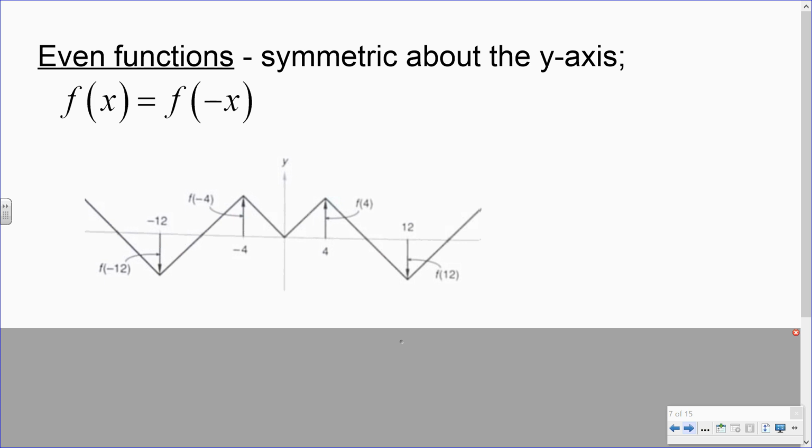So that's what this rule is saying. Opposite x's, that's the x and the minus x. But when I take f of those, then I'm talking about the y. And those are both positive or both negative. They aren't opposites of each other. So opposite x's have the same y.